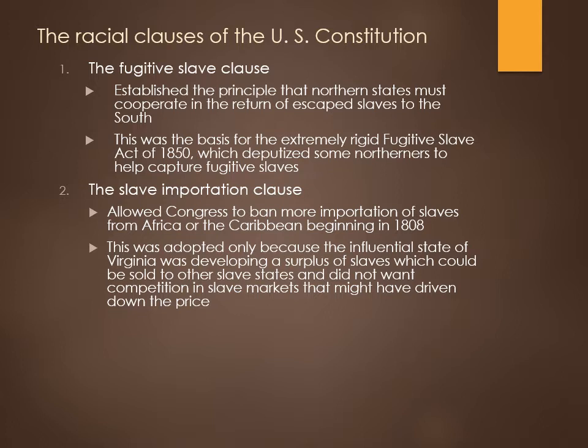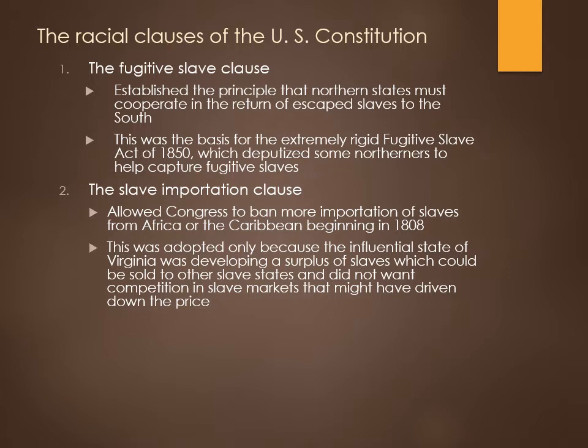Well, this is interesting. They were able to get this through because of the influence of the largest slave state, Virginia. Virginia was developing a surplus of slaves. They were interested in selling them to the newly developing southern states in the West. And they could do that more profitably if they didn't have to compete with other slaves coming into the country. So this was done for the economic self-interest of some of the southeastern states, especially Virginia.